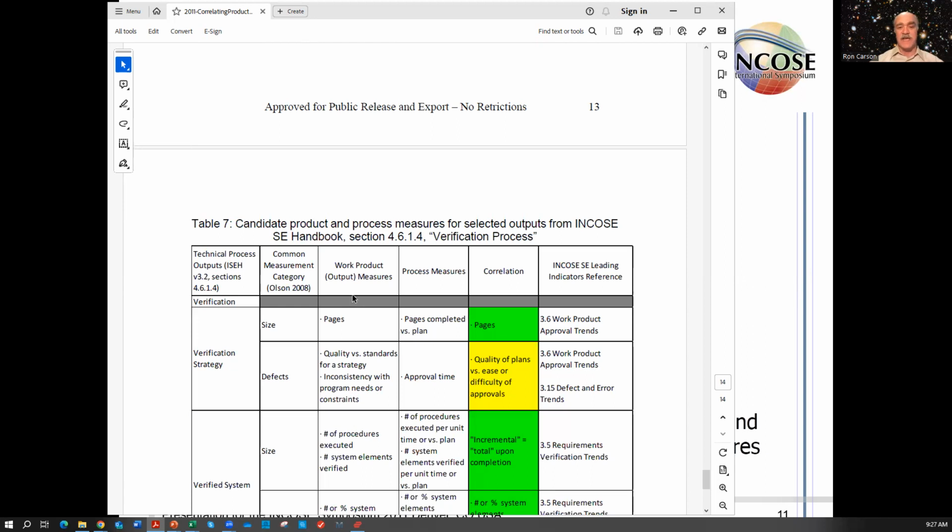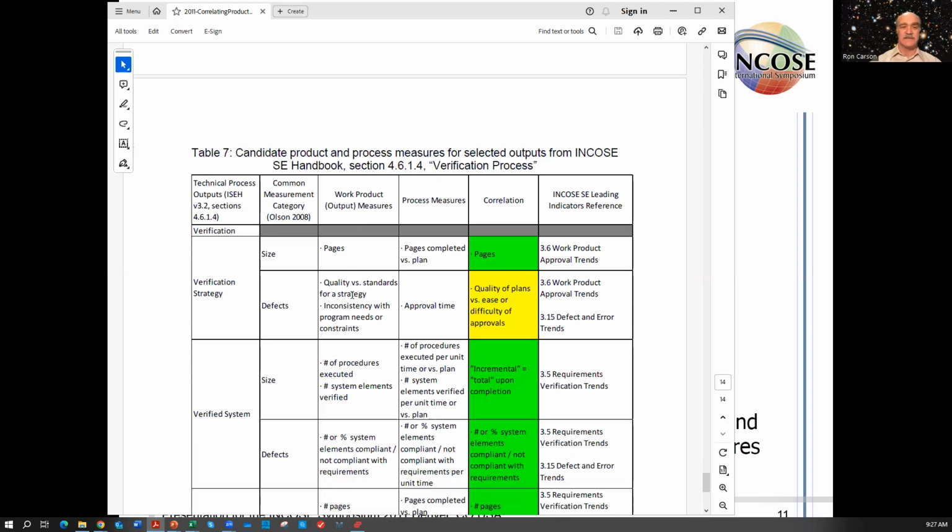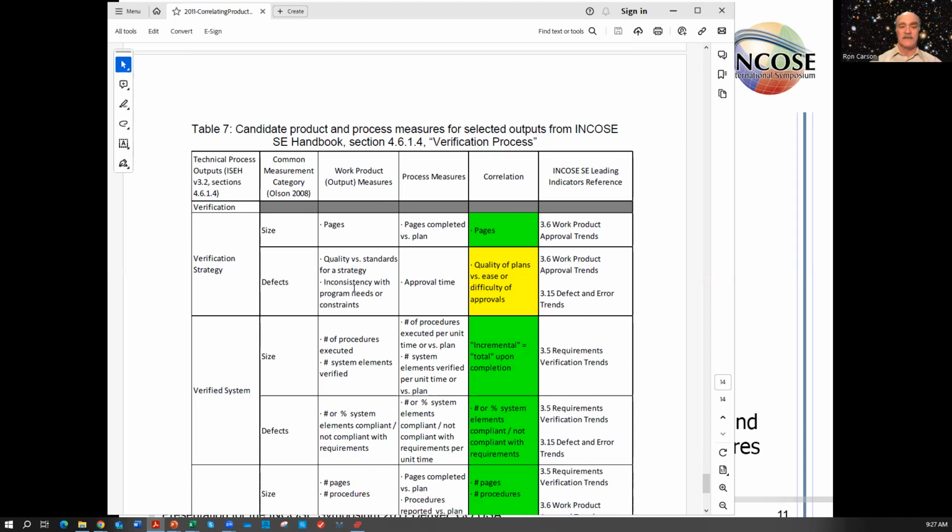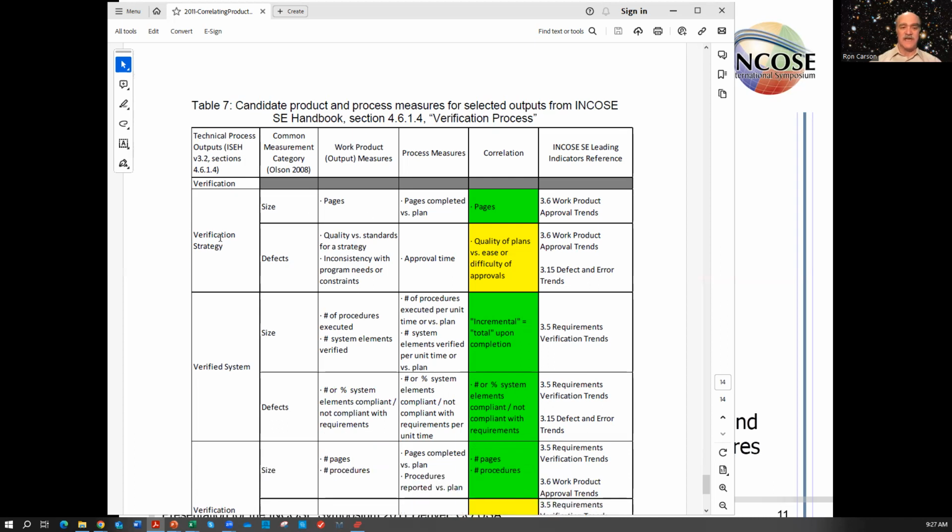In the verification process, which is section 6, and I think this is the last of the tables I put in the appendix, some outputs, verification strategy, and we can measure the size of that, but again, measuring the quality of that is much more difficult versus process measure.